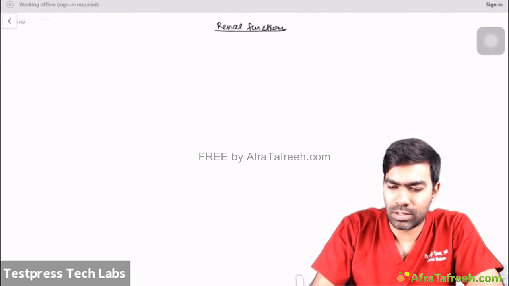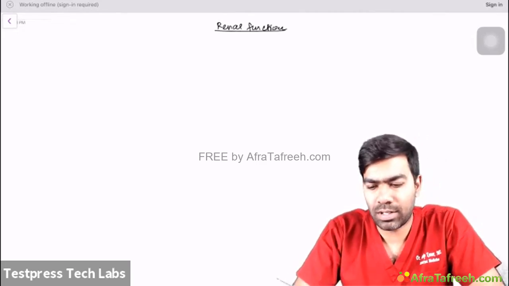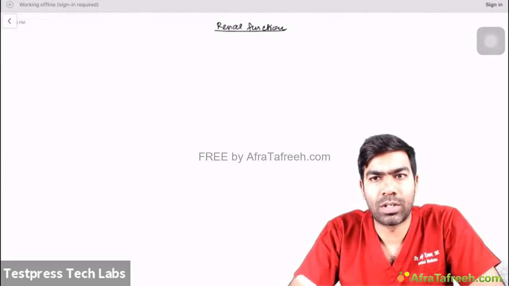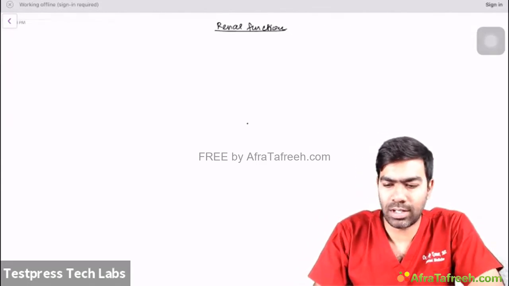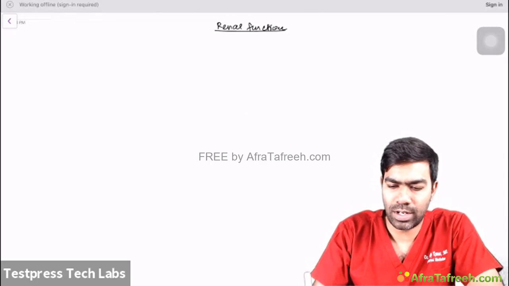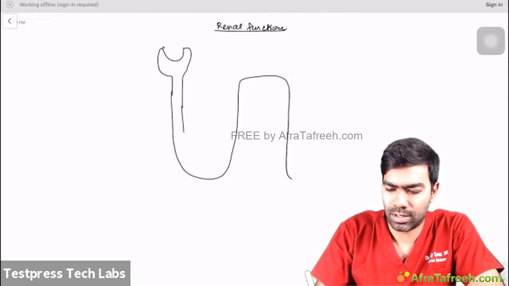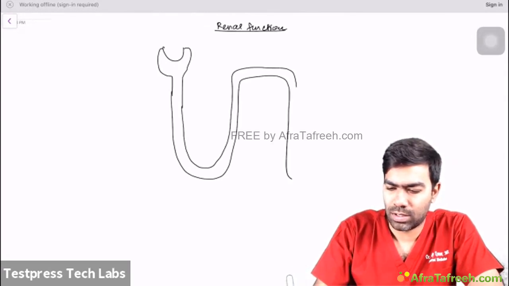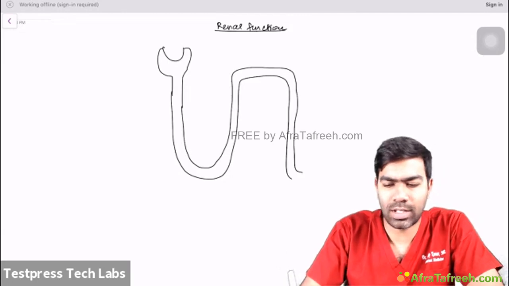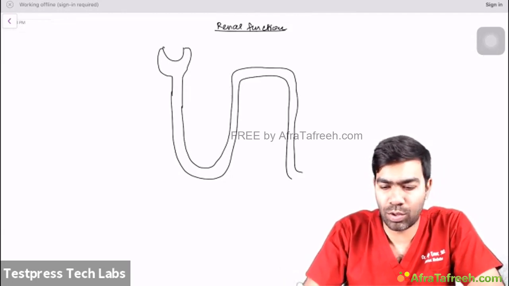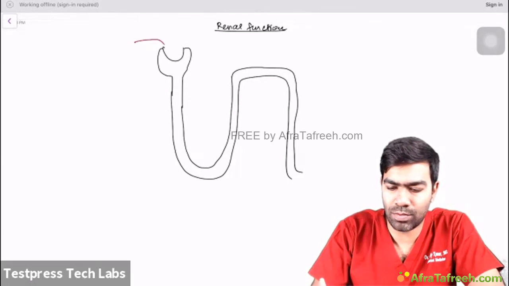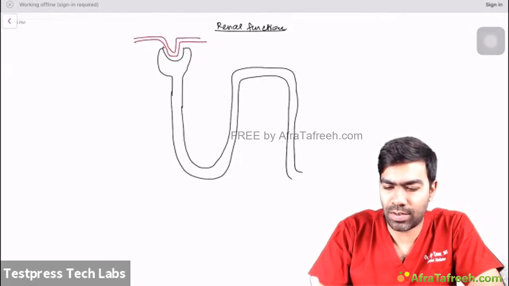Renal function markers. As far as the renal function markers are concerned, first we need to know the physiology of the kidney, in a very short way. So let us start with the glomerulus, the same diagram which we drew yesterday. Even though there is a considerable variation in what I'm going to draw, nevertheless, this is going to be very easy for you to understand. So let us assume this is the afferent and the efferent arteriole.